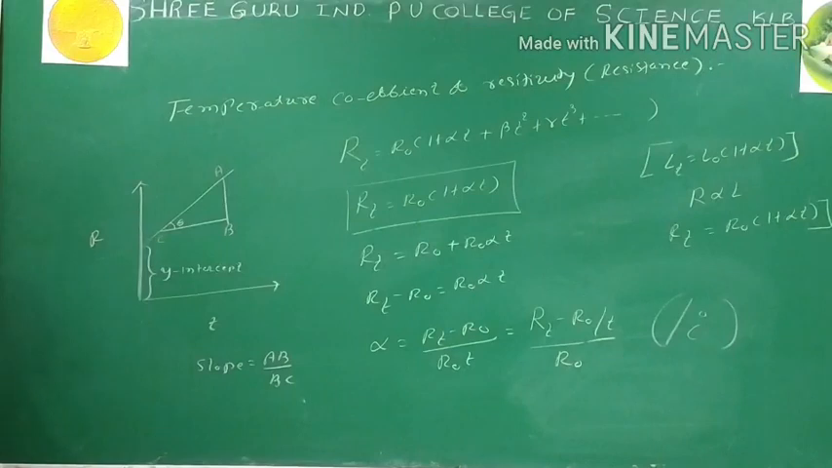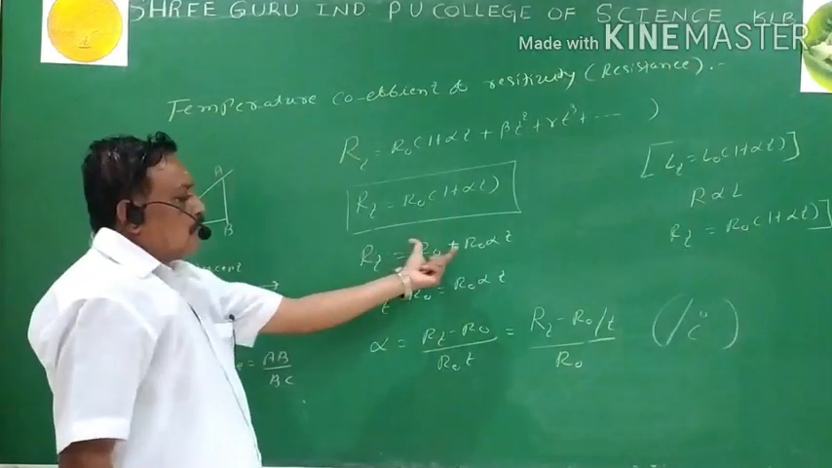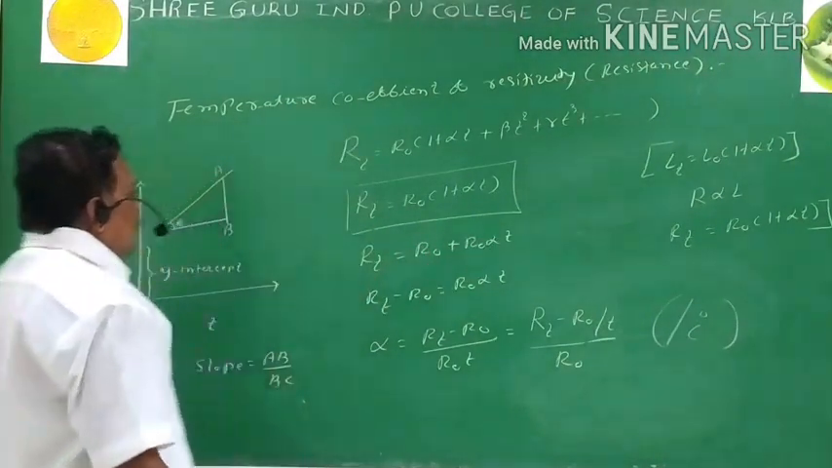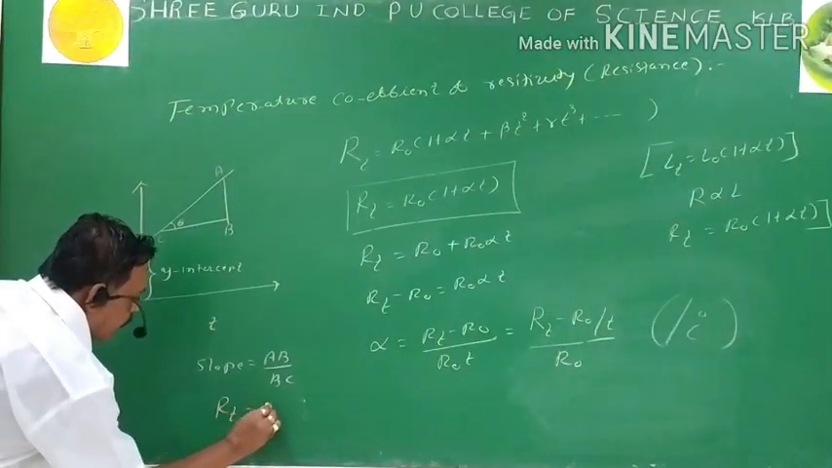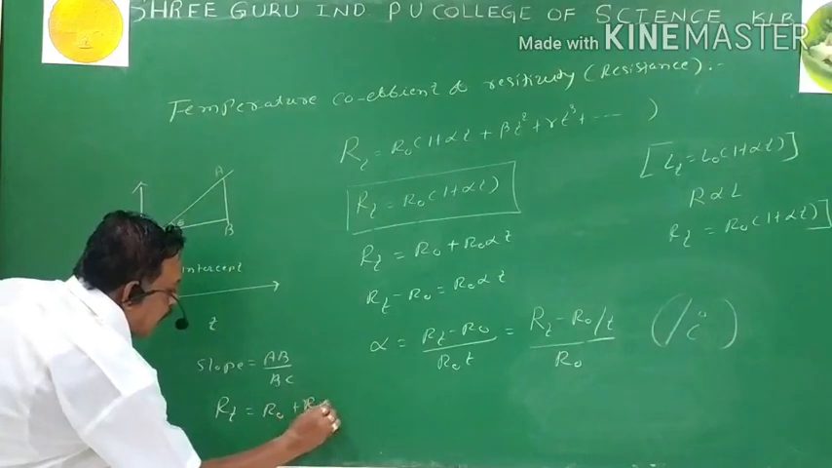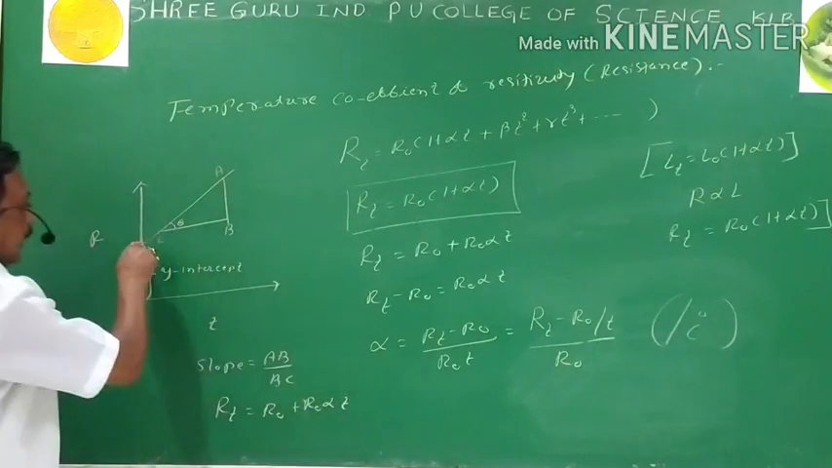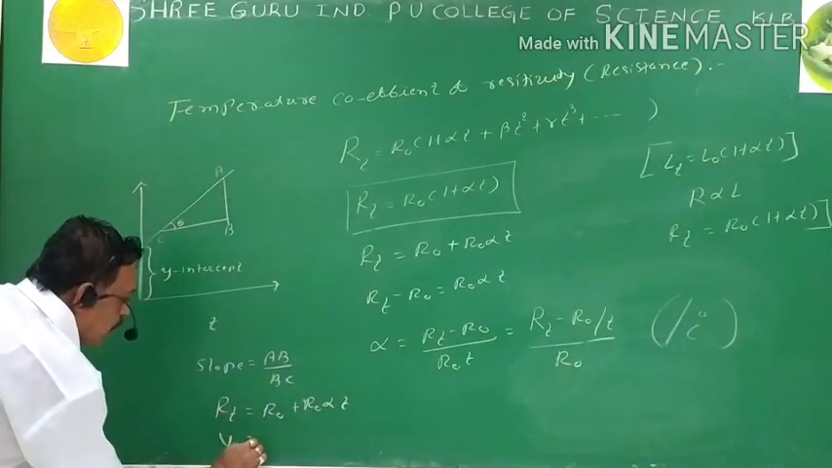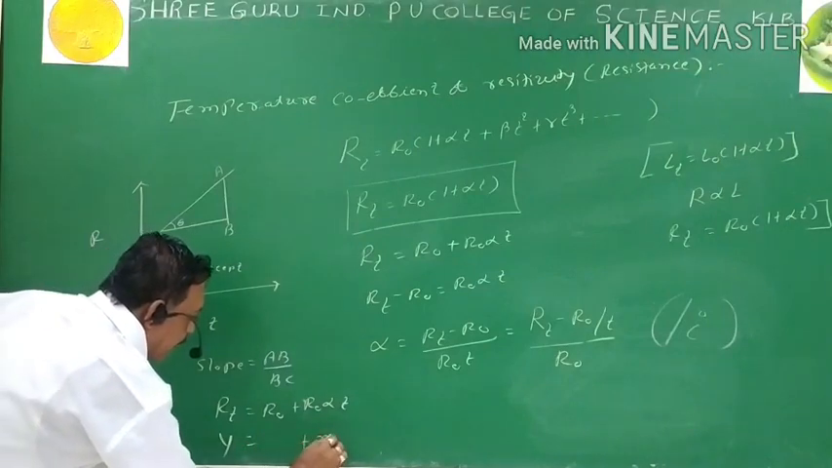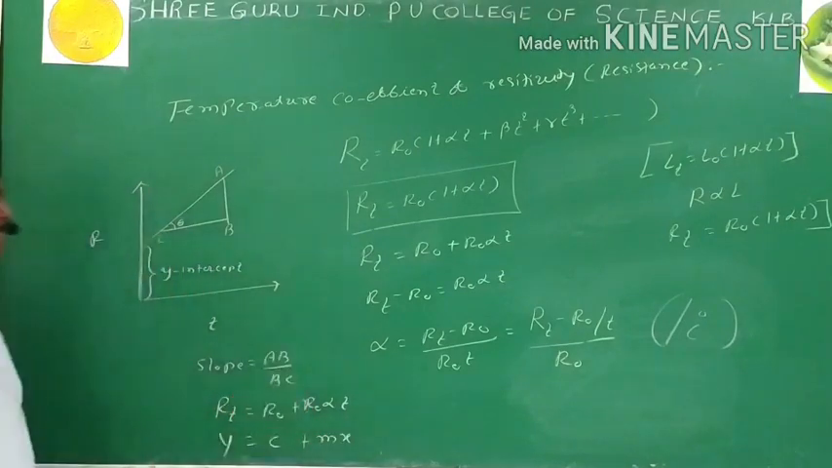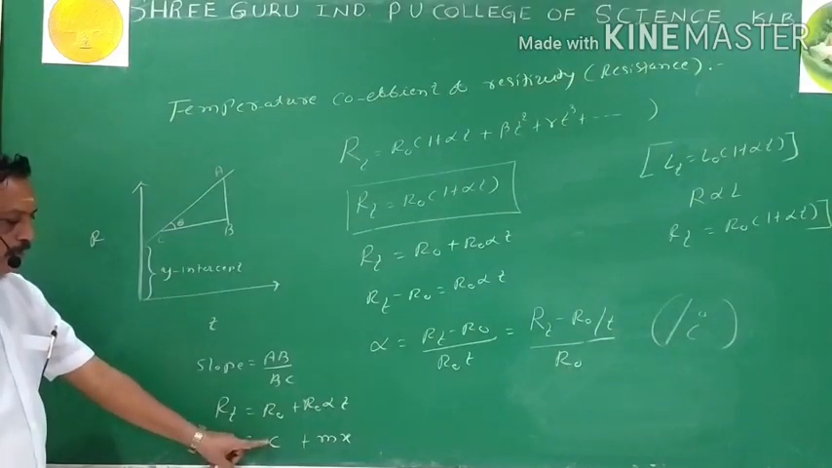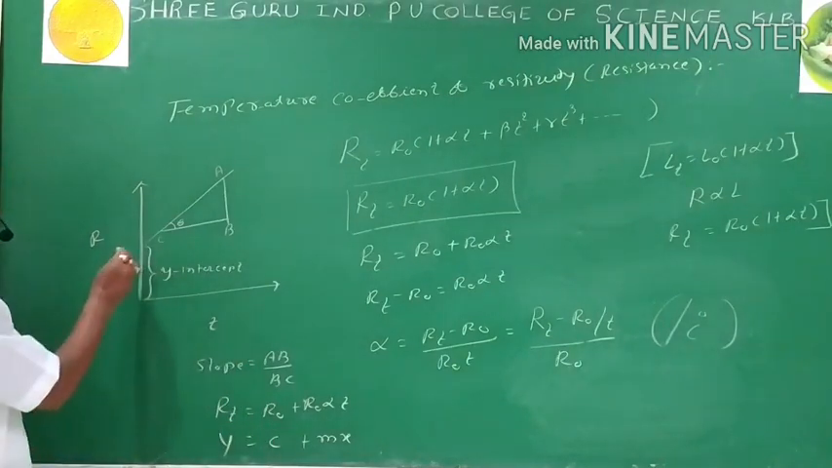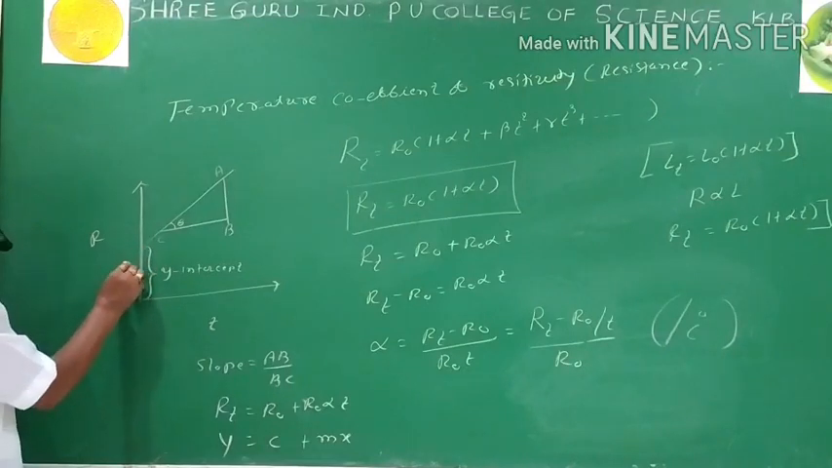Then I come across the equation RT equals R0 plus R0 alpha T. By keeping this equation as a base, RT equals R0 plus R0 alpha T, compare with the equation of a straight line, y equals mx plus c. So here c is nothing but the y-intercept, that is nothing but R0. This is nothing but R0.